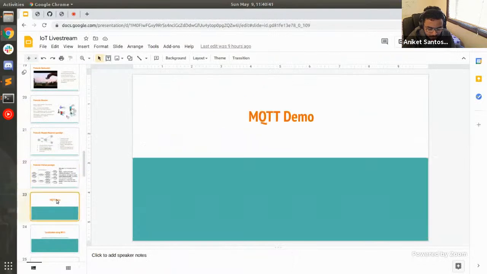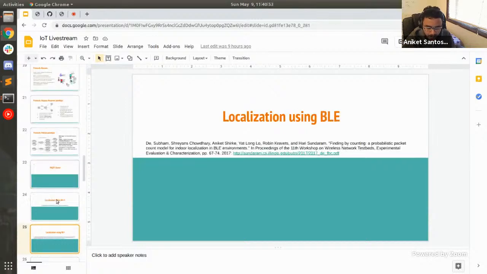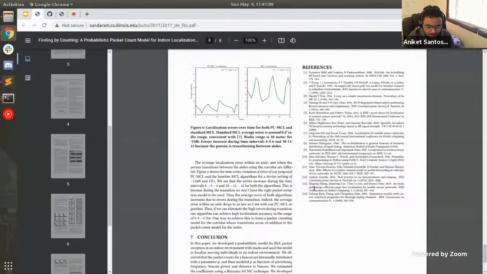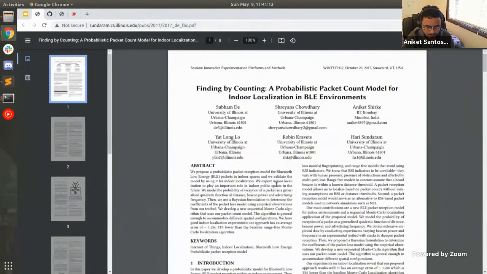All right. So we have seen localization using Wi-Fi, and this was my last semester project at IIT Bombay. I also had another project where I was doing localization using BLE. This was my sophomore year intern project here at UIC, and this was a paper we published in one of the MobiCom conferences.